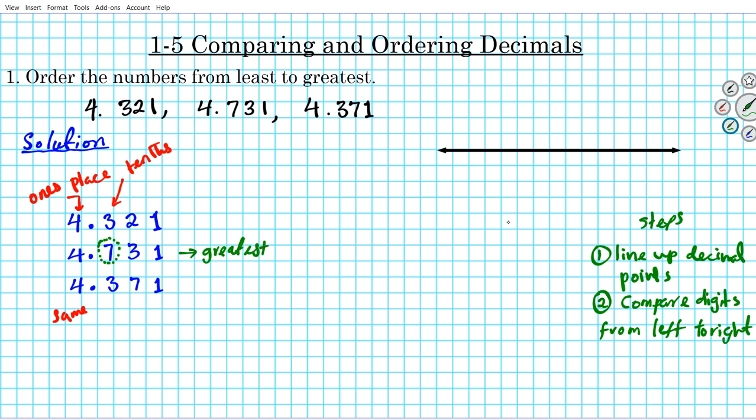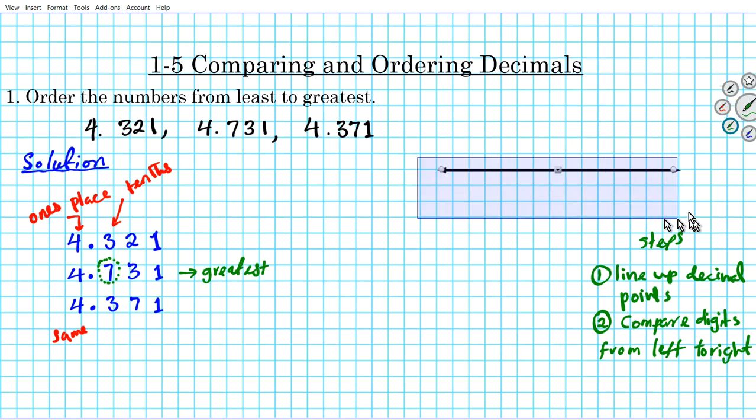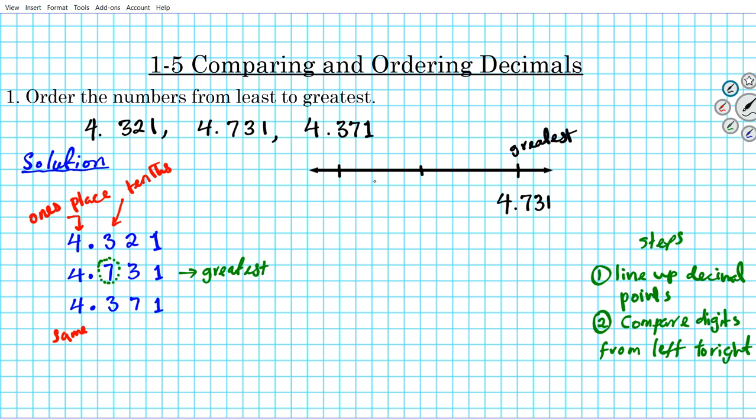Let's put them on our number line so that we can keep track of what's going on. Remember, your number line increases to the right. We have three numbers that we want to arrange: the least, the middle one, and the greatest. The greatest is 4.731. This is the greatest right here on the number line. So which of the other two is the least and which is going to be in the middle? Let's figure it out.